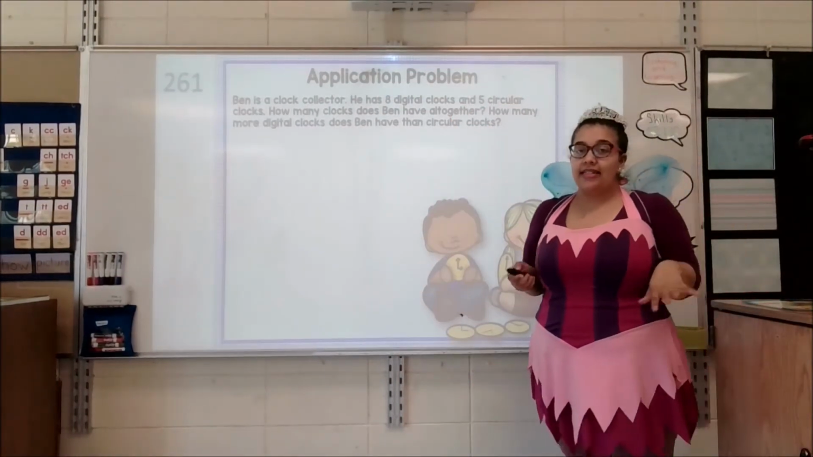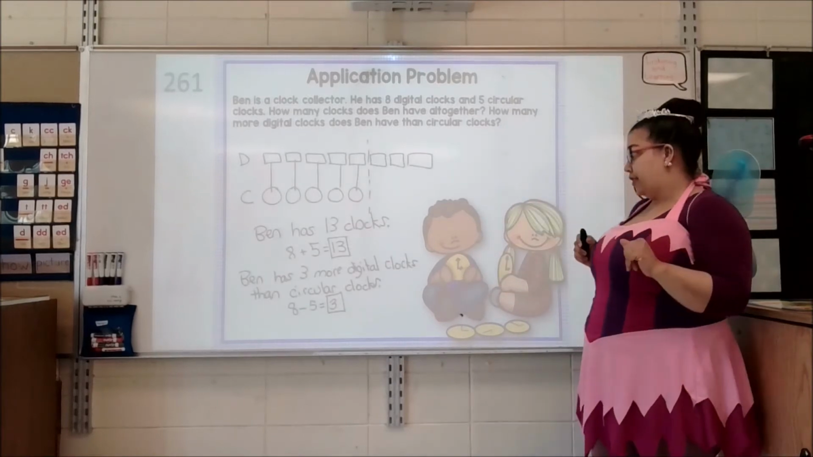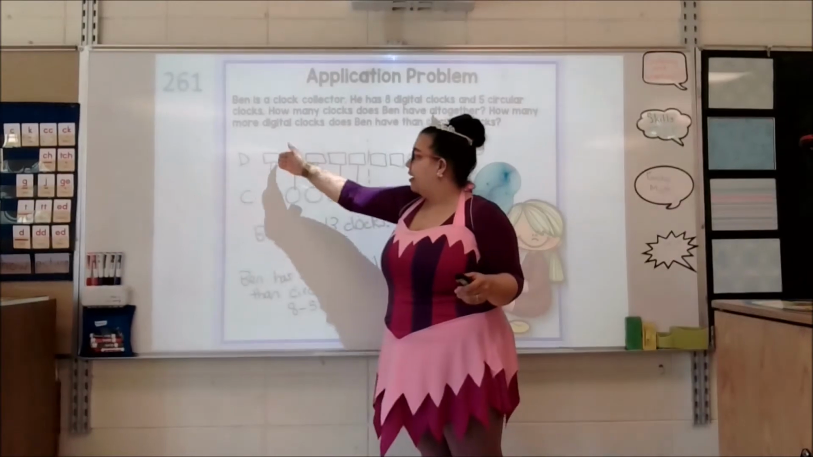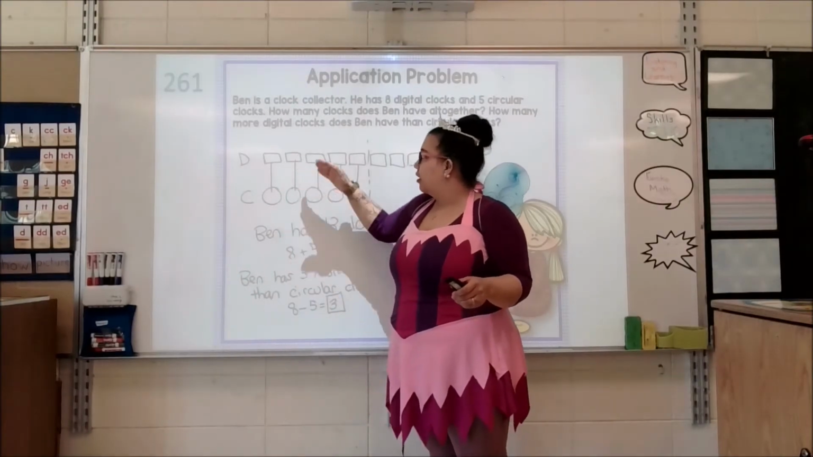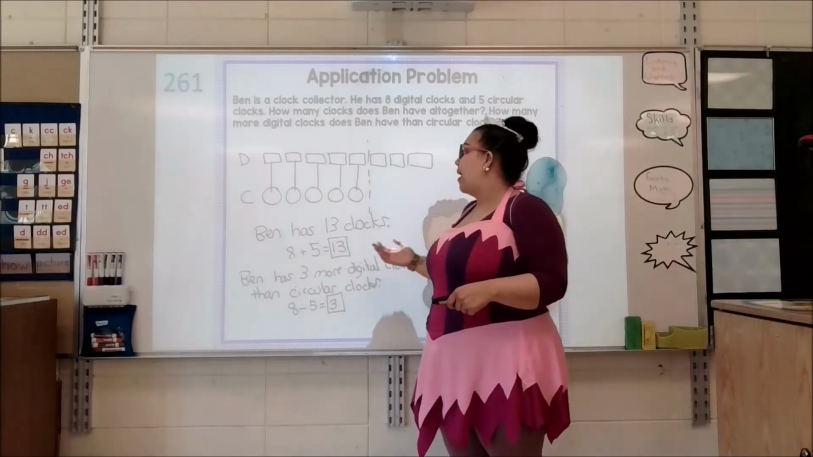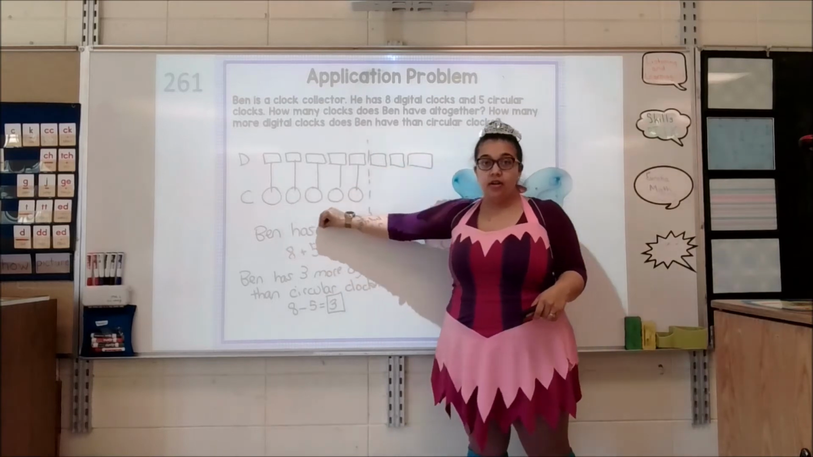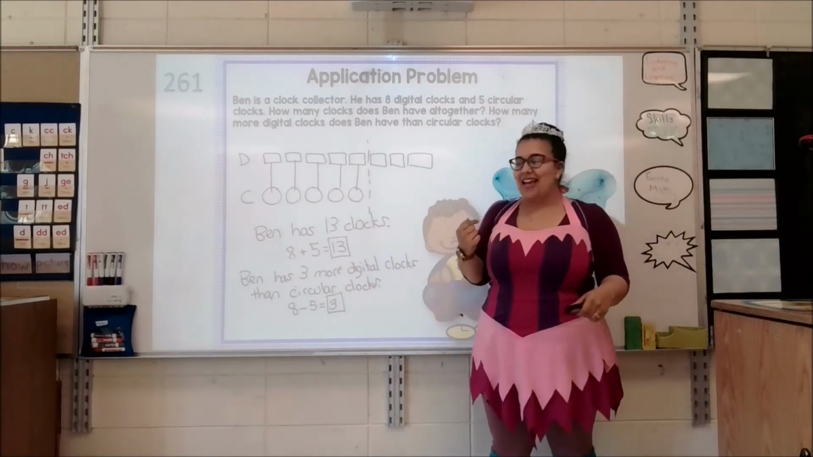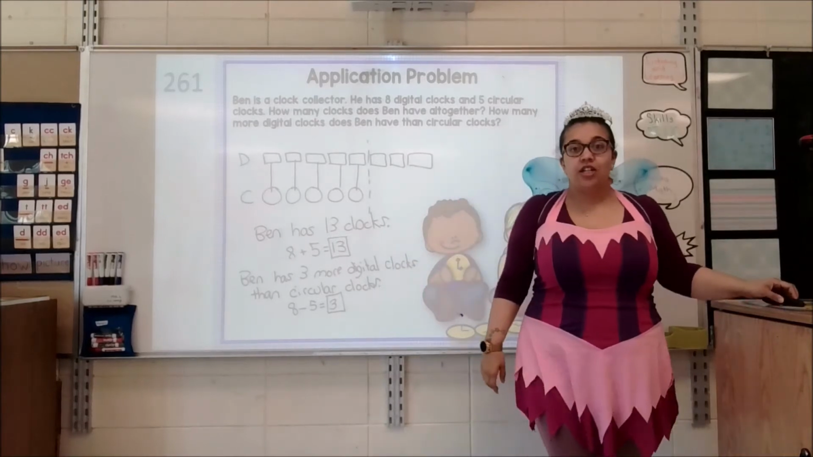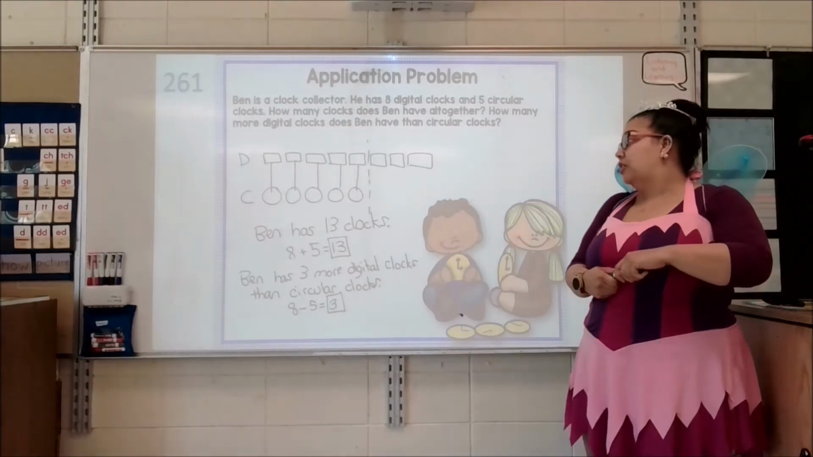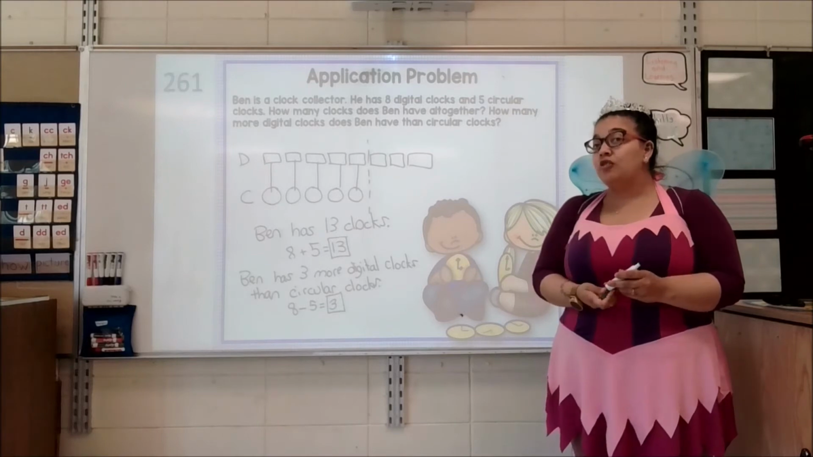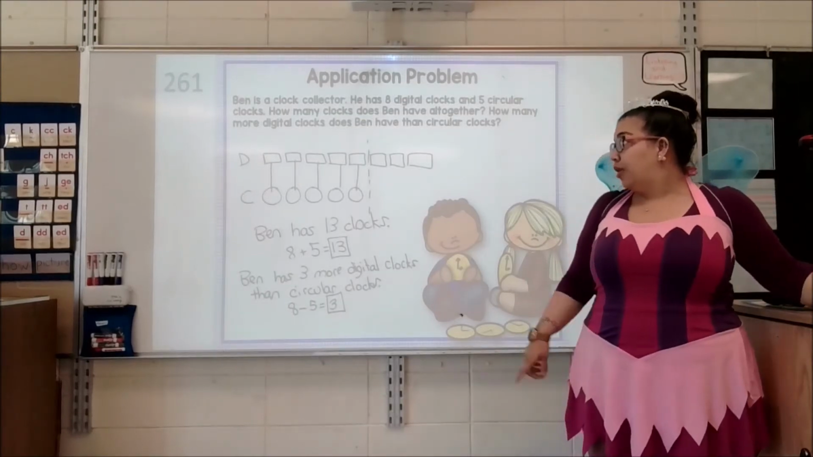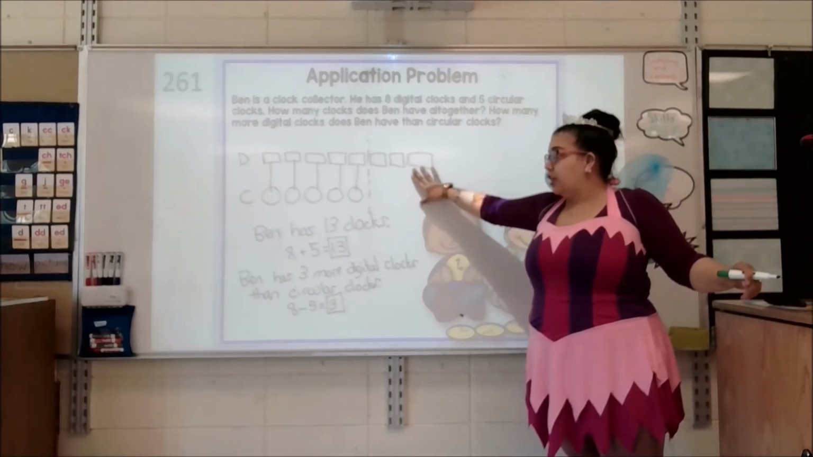Great work. Now let's see. This is how I chose to solve the problem. I, again, drew a picture and I compared digital, circular, digital, circular, digital, circular. And then I put all of them together, which is addition. Excellent. I found that Ben has 13 clocks. I then used my subtraction knowledge to find out that Ben has 3 more digital clocks than circular clocks.